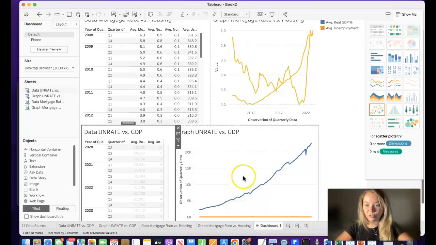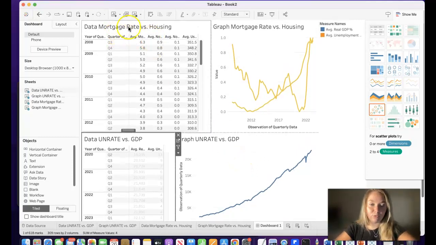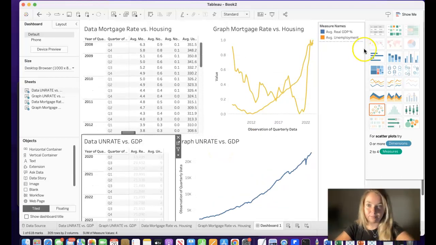As we begin to show you this interactive dashboard, we see that we have 4 sheets applied: data mortgage rate versus housing, data unrate versus GDP, mortgage rates versus housing, and unrate versus GDP. And unrate is the unemployment rate.